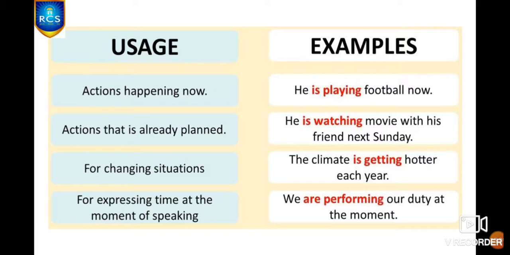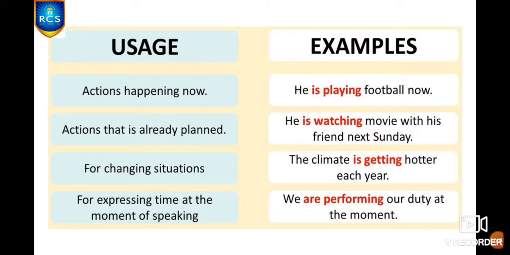Actions that are already planned. When some action is already planned. He is watching a movie with his friend next Sunday. For changing situations, when something is changing. Okay, when we are expressing that, we will be using this present continuous. The climate is getting hotter each year. The girl is getting weaker every day.